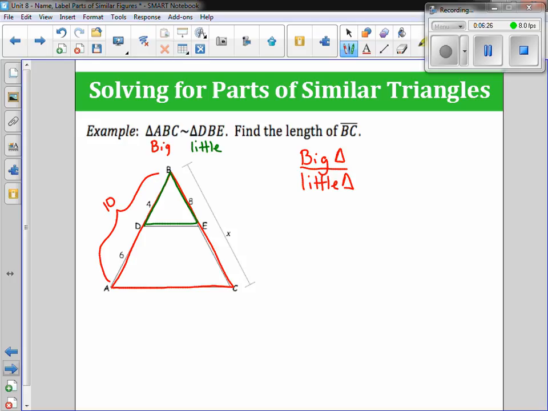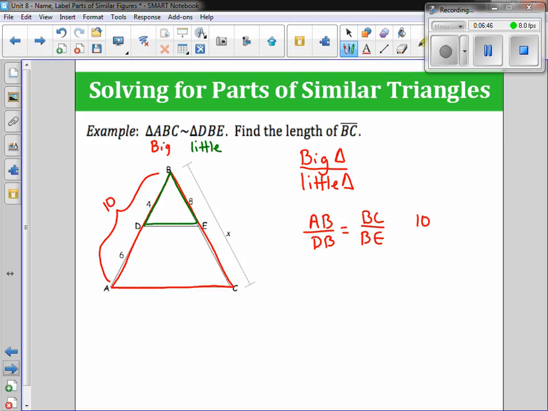So I can set up two proportions. AB corresponds with DB, and BC corresponds with BE. And I'm going to fill in my values.